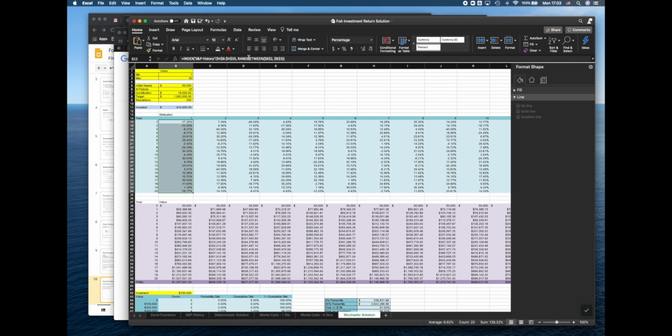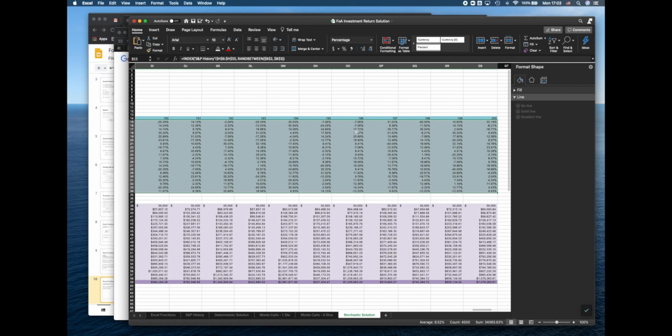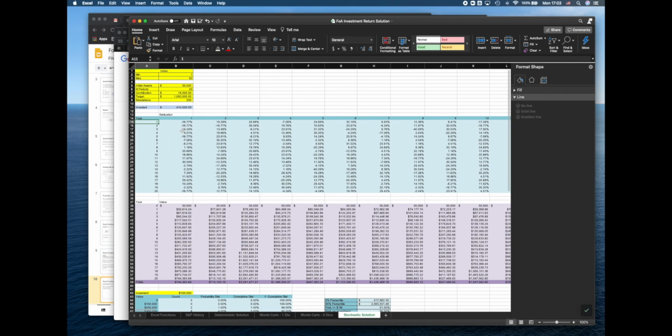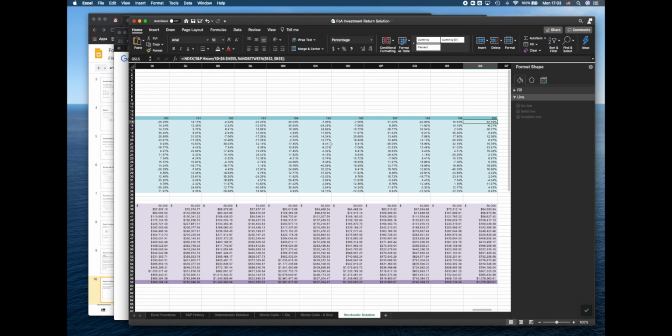And I'm generating a random number between 1 and 50. So I do that 20 times, and I get these values. And I do that 200 times. So each one of these columns is a 20-year trajectory. And I do it 200 times.